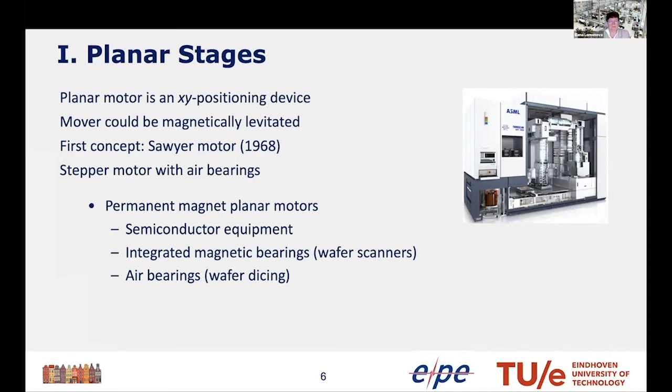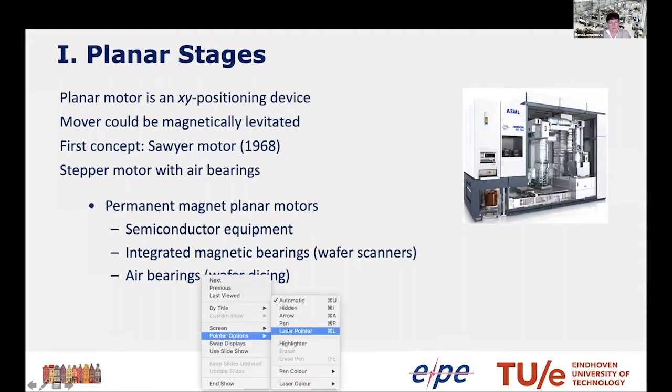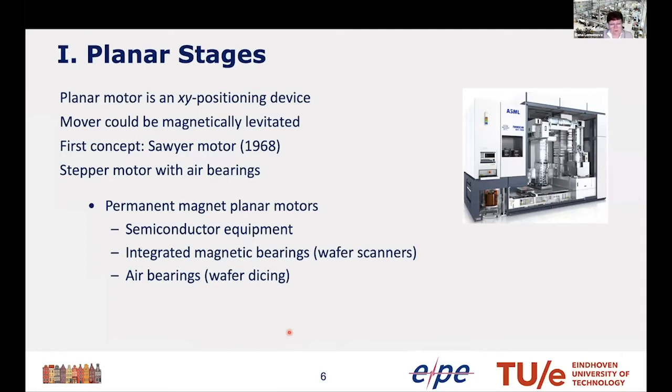Permanent magnet planar motors are applied in semiconductor equipment, and you can recognize one of the semiconductor machines for production of wafers as a basis for the production of integrated circuits with very accurate position and very high throughput. To give you an impression, on the next slide you will be able to see the peculiarity of the movements and the essential steps of the production of the wafers. This equipment is used in semiconductor equipment, integrated magnetic bearings, and also in air bearings, for example, for wafer dicing.